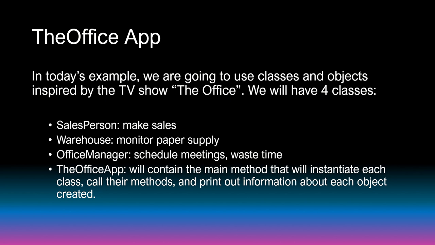You don't have to know the show to understand what's going to happen next, but if you've seen the show, or if you research what the show is about, you'll see how the show inspired our conversation today on classes and objects. The last class we're going to write is called the Office app. Our app class is just going to have one main method, and that main method is sort of the driver to instantiate each of our classes, call their methods, and then print out information about each object that we have created. So these are the 4 classes that you're going to see me write code for in just a few minutes.